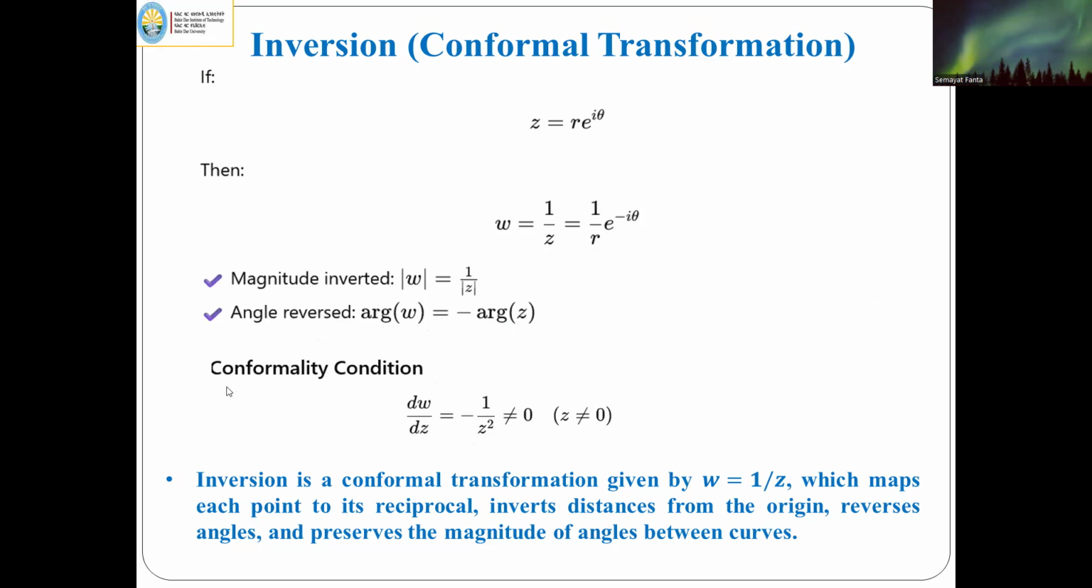The condition for conformality here is dW/dz, that means f prime of z is minus 1 over z squared, which is different from 0. So Z should be different from 0. Inversion is a conformal transformation given by W equals 1 over Z, which maps each point to its reciprocal, inverse distance from the origin and reverse angle, and preserves the magnitude of the angle between the curves.